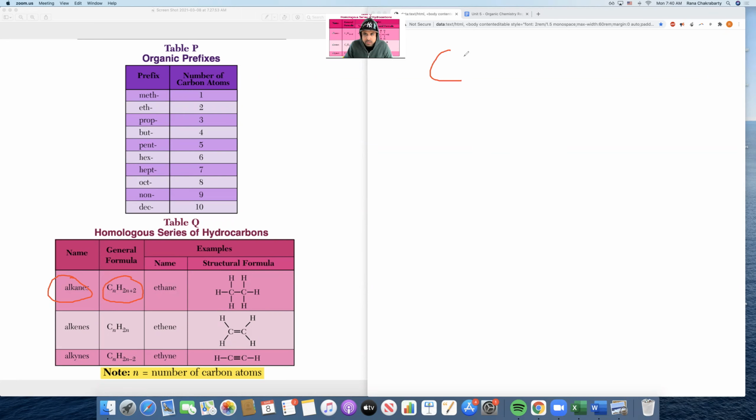So CH4 is an alkane because it has double the amount of carbons plus 2. C2H6 has double the amount plus 2, right? Because 2 times 2, plus 2. C3H8, C4H10. I'll just keep going, C5H12, right? 5 times 2 is 10, plus 2 is 12. C6H14, right? You get the idea, right? So the hydrogens are times 2 plus 2. So these are all alkanes, okay?